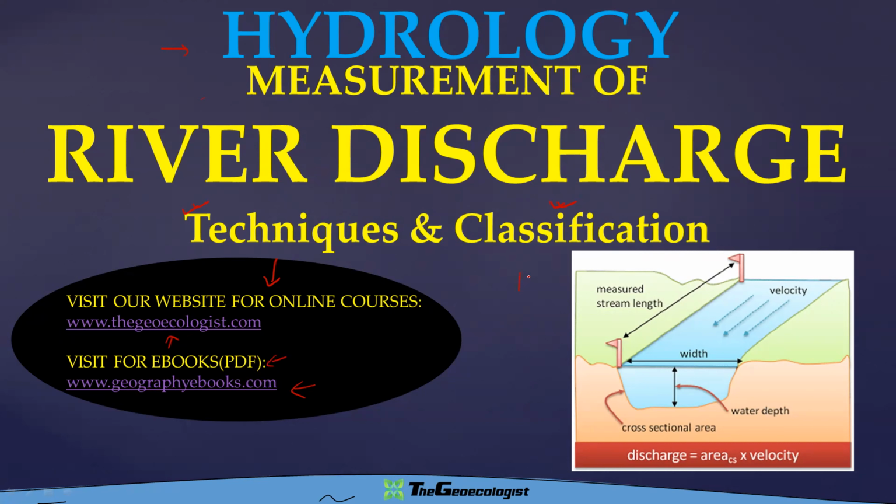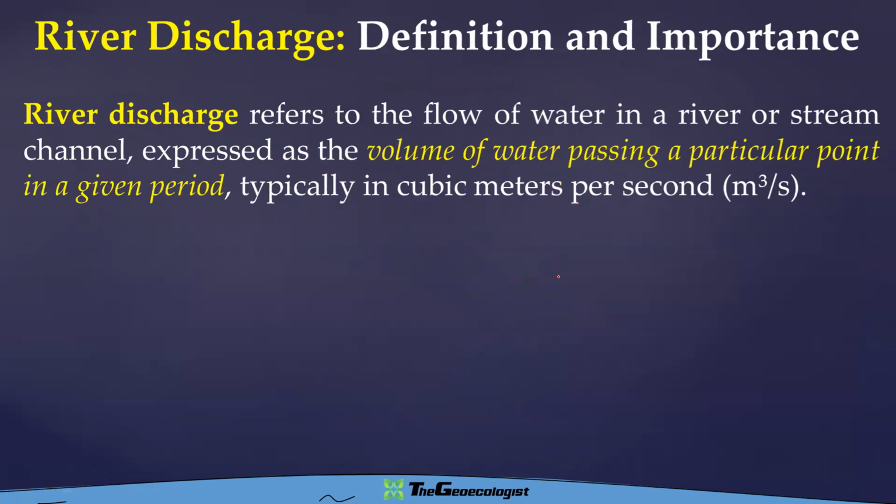Now let's come to our topic, river discharge and hydrology, and understand it. So the first thing to understand in river discharge is the definition and importance. Why do we need to learn river discharge? So what is river discharge? It is basically flow of water in a river or a stream channel, which is expressed in a particular way. What is the expression here? Volume of water passing a particular point in a given time period.